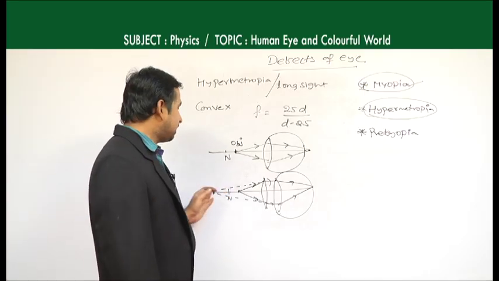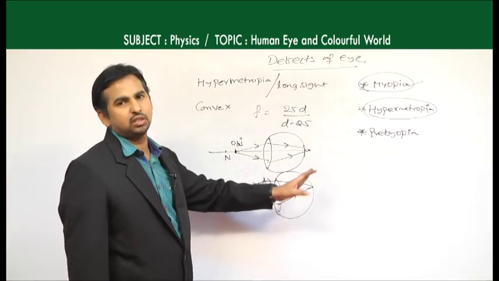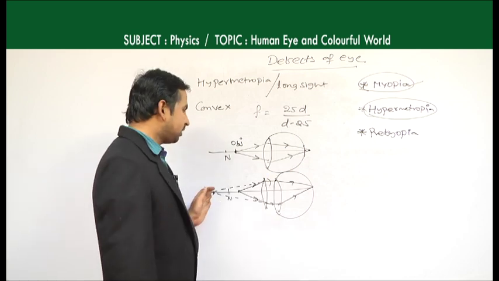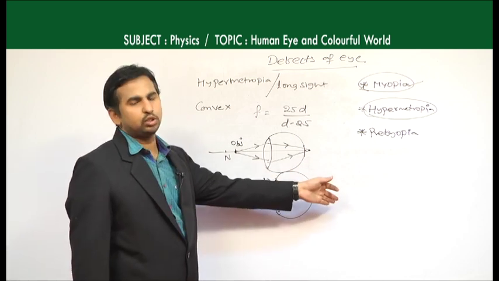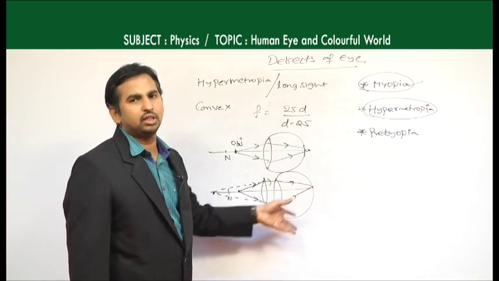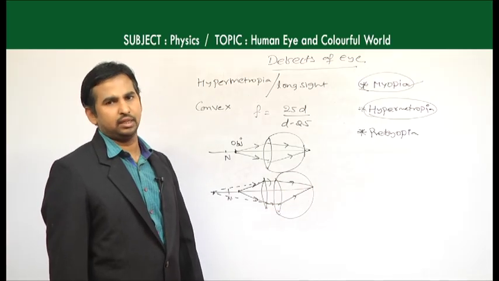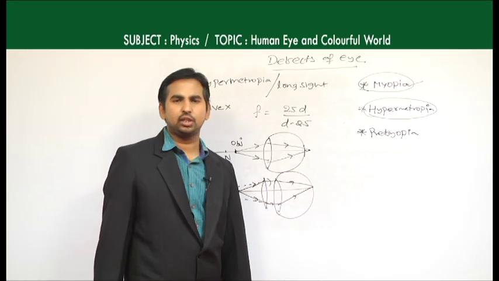So the object placed after the near point can be seen very clearly, as these light rays now converge exactly onto the retina, which means we can see the object very clearly. Then how much focal length is required?